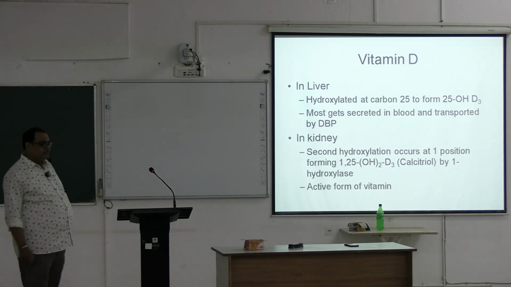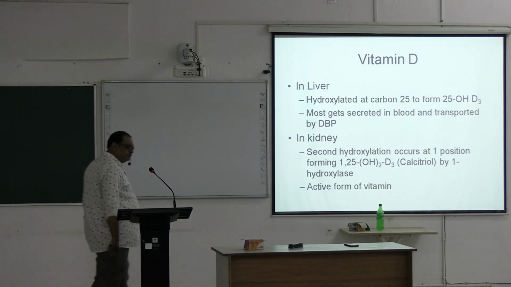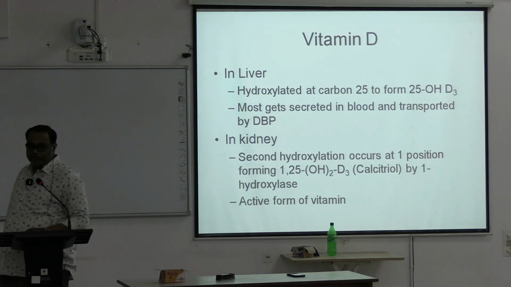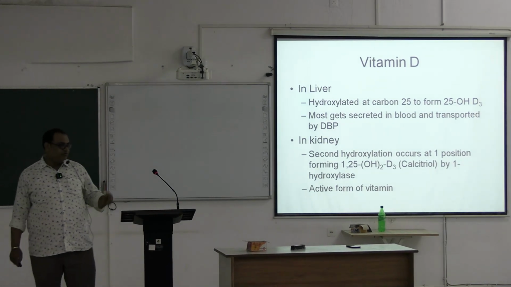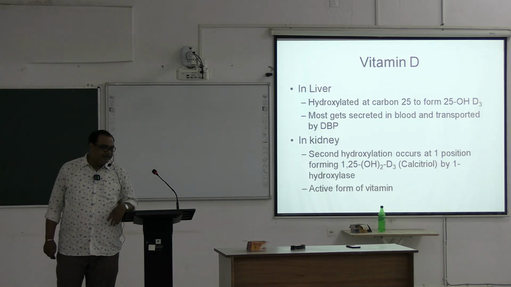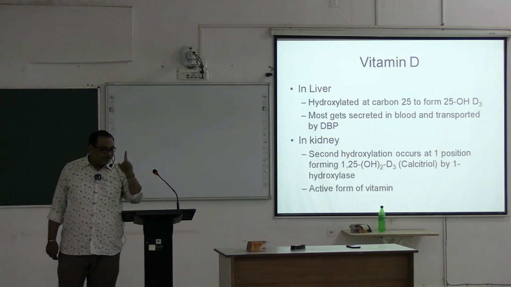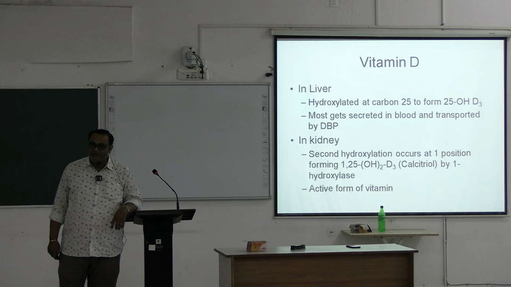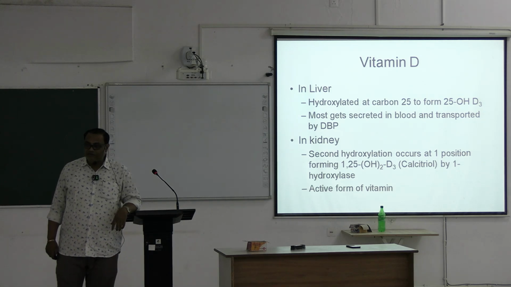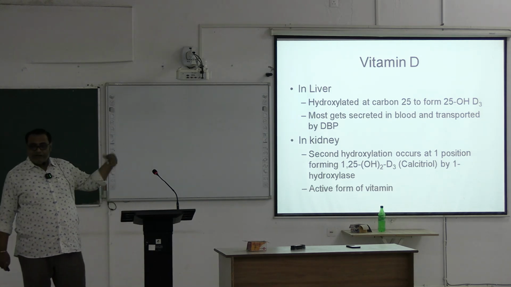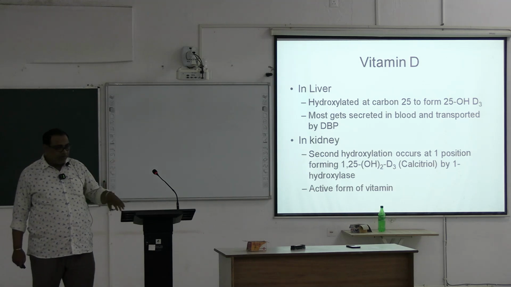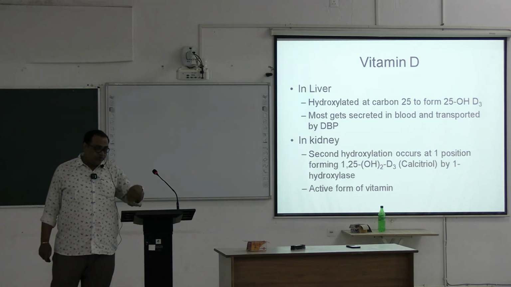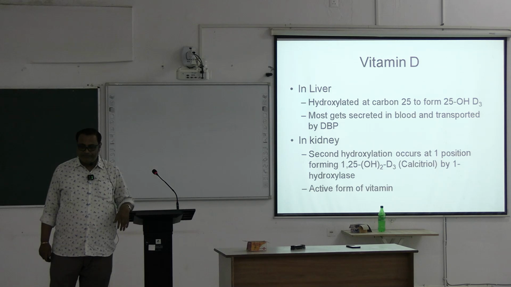Where? Tell me the position. I said 1, 25. Recall the structure of cholesterol. Where do you find the hydroxyl group? In the 3 position. It is produced from cholesterol. So the third position hydroxyl group is there. That's why it is called calcitriol. Only 1 and 25 are added afterwards. Correct? Now we come to a little more complication of this thing.